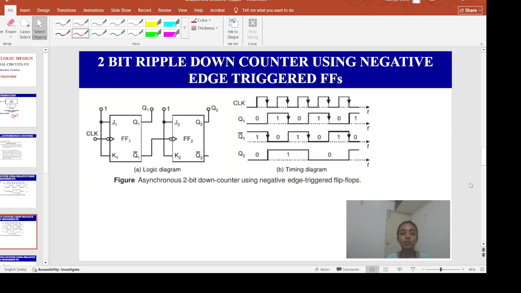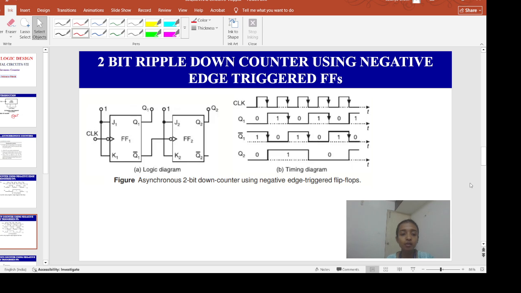Previously we have seen the 2-bit up counter using the negative edge triggered flip-flop. Now we will see the down counter. So down counter, how will it count? It will count in the order of 0 3 2 1 0 3. That is 00, 11, 10, 01, 00, 11, like that.